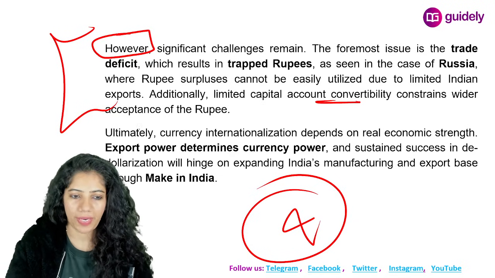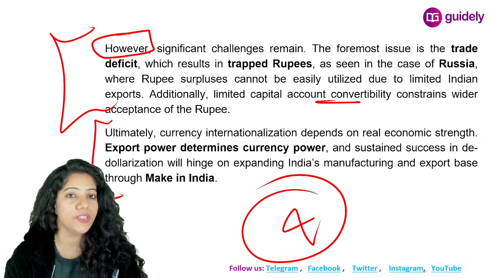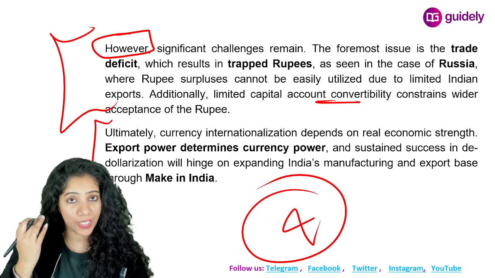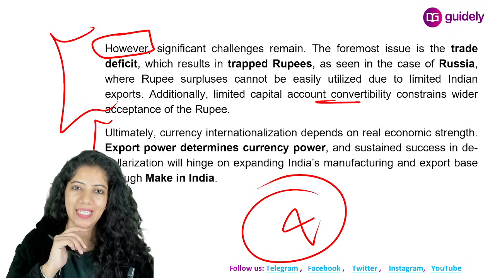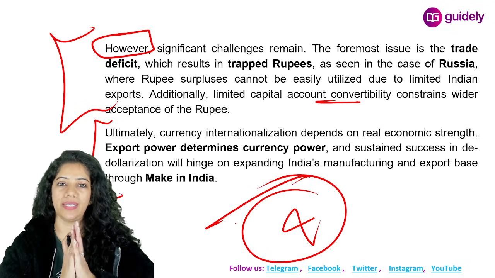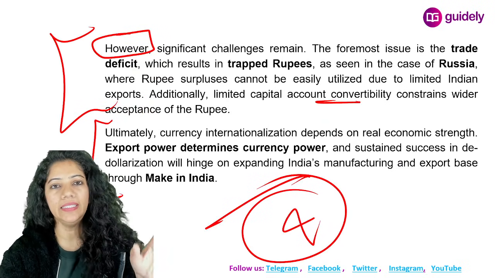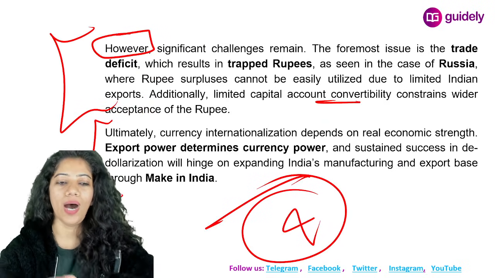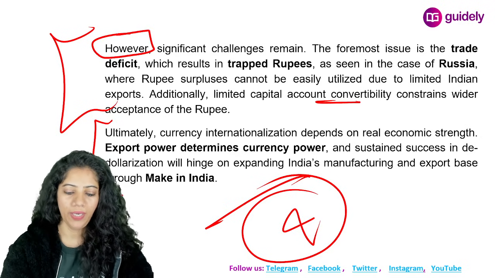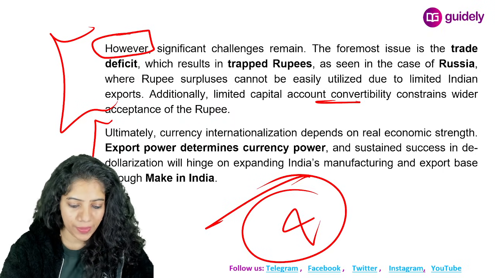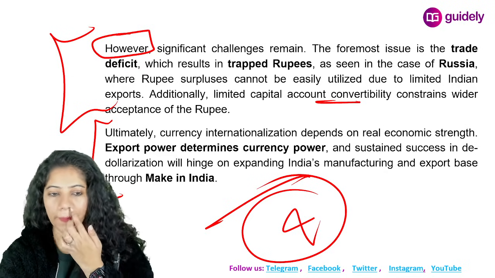Let's conclude both of the factors. Ultimately, currency internationalization depends on real economic strength. Export power determines currency power, and sustained success in de-dollarization will hinge on expanding India's manufacturing and export base through Make in India, that we talked about already in our rough notes. Way forward. Clear? How did we make the rough notes, and how are we using those while we are writing our main body paragraphs? That is an absolutely important part. Everything I have told you so far is very important for your exam. So please take care of them. Okay?